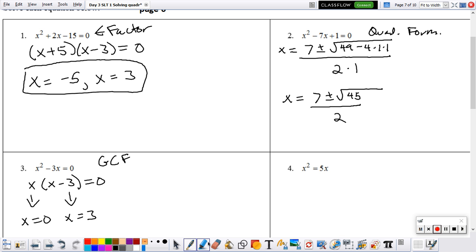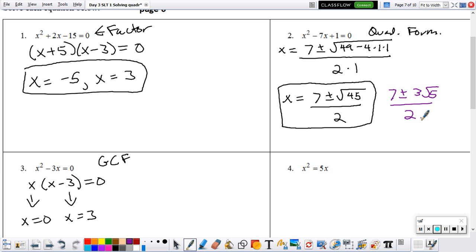That's bothering me. Now, if you are an awesome superstar, you know that 45 reduces. If you are not an awesome superstar, you're just not an awesome superstar. You know that the square root of 45 reduces to 3 root 5. And rock on with your bad self. If you are not an awesome superstar, that is okay. I will accept 7 plus or minus the square root of 45. But if you write 7 plus or minus 3 root 5 over 2, I will think you are an awesome superstar.